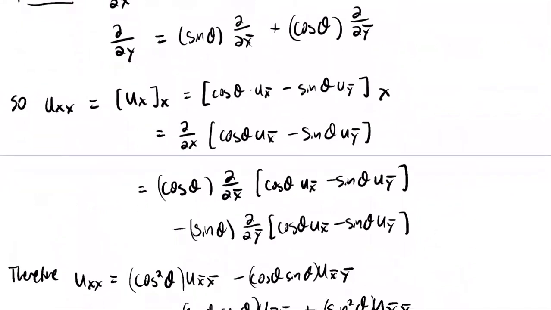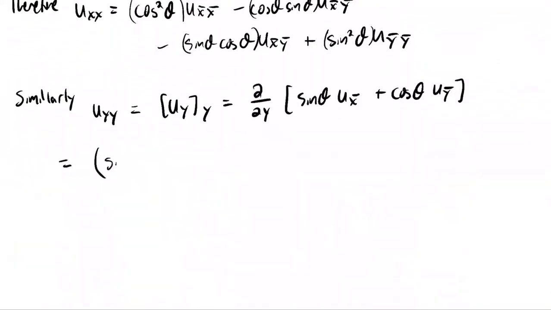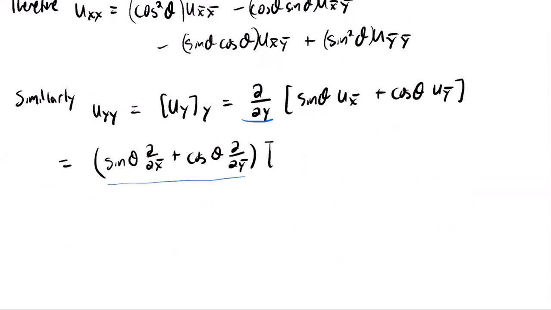So sine theta d dx bar plus cosine theta d dy bar, all applied to what we had in brackets: sine theta u_x bar plus cosine theta u_y bar. So I've replaced d dy with this quantity here. Now I'm going to evaluate everything, distributing through using the linearity as before. Maybe I'll move a little faster on the calculations, but of course, if I write something down that confuses you, you can pause and just check the calculations yourself.